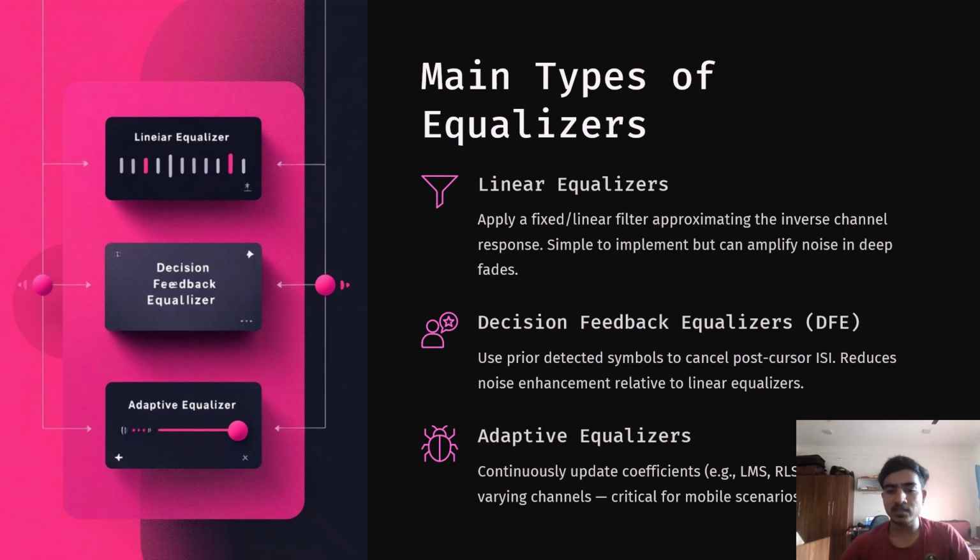And the second one is the decision feedback equalizer, DFE. It uses previously detected symbols to cancel post-cursor ISI. Reduces noise enhancement relative to linear equalizers. And the third one is the adaptive equalizer. It continuously updates coefficients, with examples like LMS and RLS, to track time-varying channels, critical for mobile scenarios.